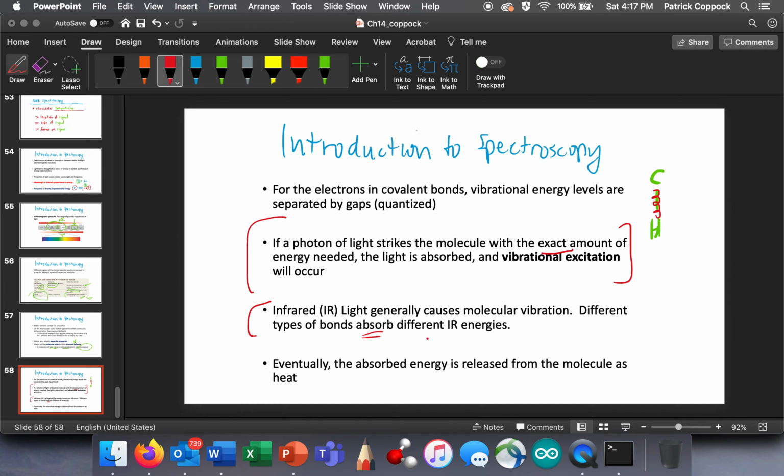IR light generally causes molecular vibration. Different types of bonds absorb different IR energies, and so when we see what energies get absorbed, we'll know what kinds of bonds are present. Eventually the absorbed energy is released from the molecule through heat. All right, so put on your seatbelt, and we're going to get deeper into spectroscopy now, the textbook way.